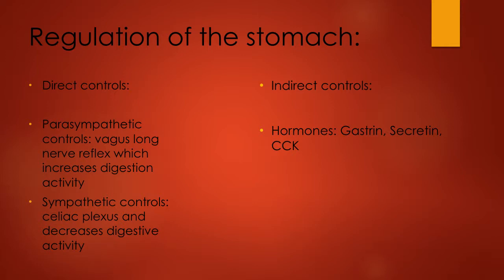The 3 hormones are gastrin, secretin, and CCK. Gastrin is produced by G cells in the stomach. It targets the stomach and the small intestines. Secretin is produced in the duodenum of the small intestines. It targets the liver, pancreas, and stomach. CCK is produced in the duodenum of the small intestines and targets the pancreas, gallbladder, and sphincter of Oddi.